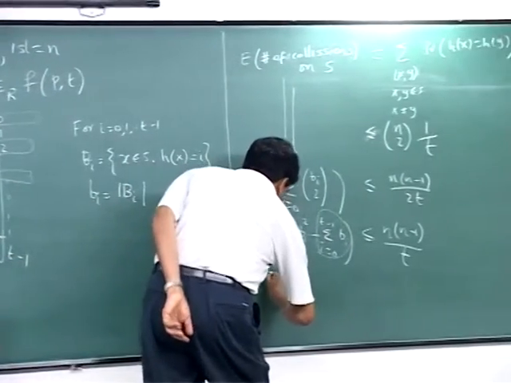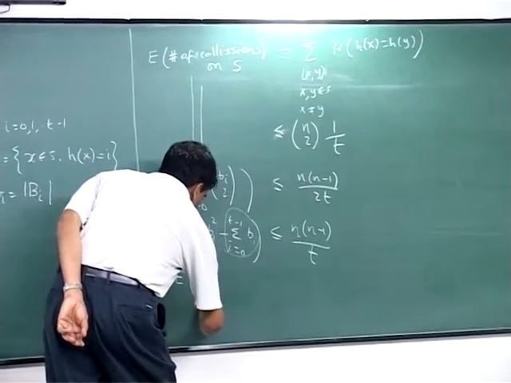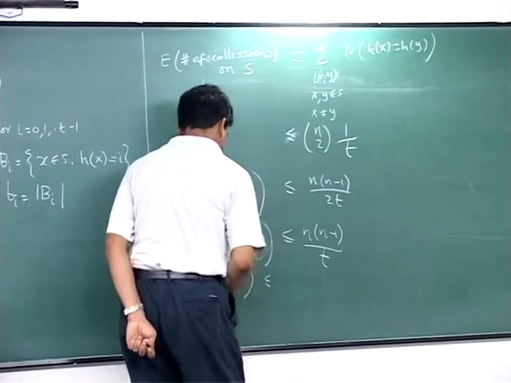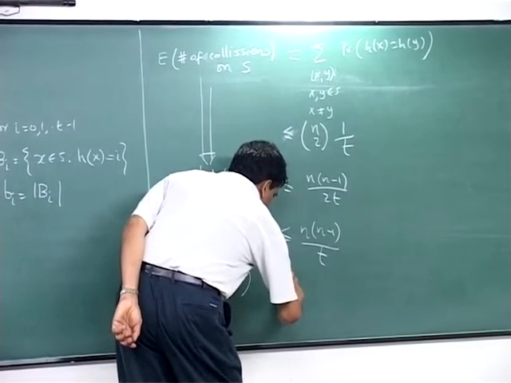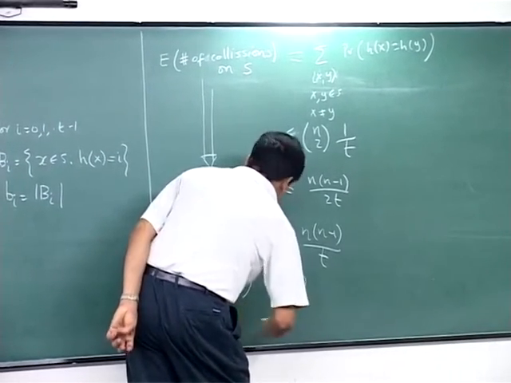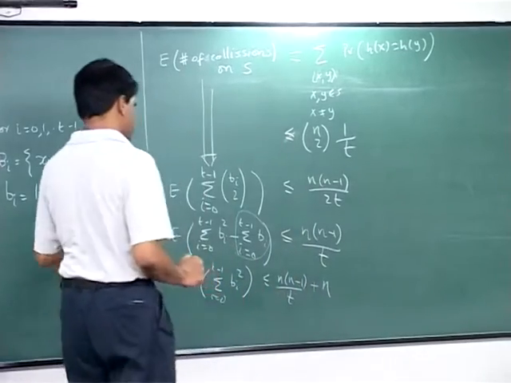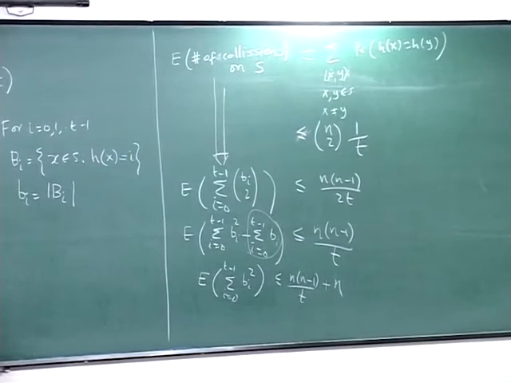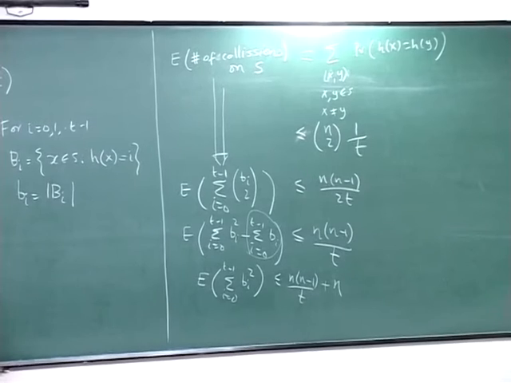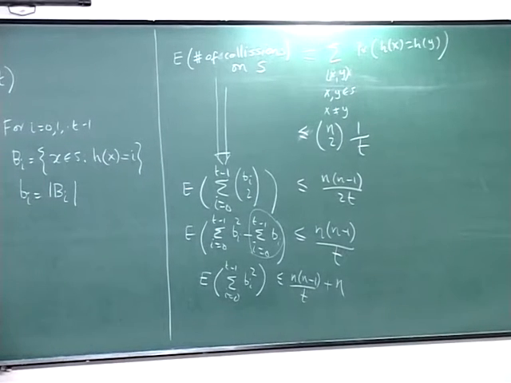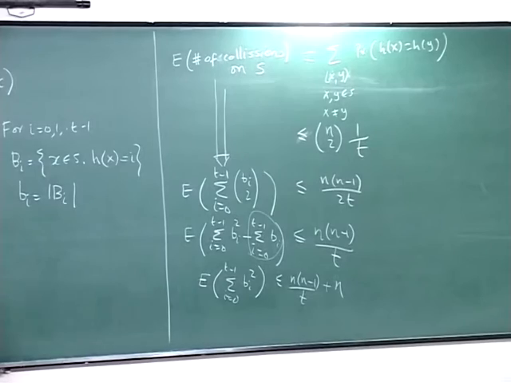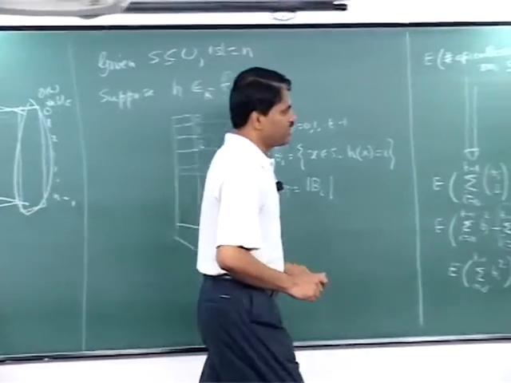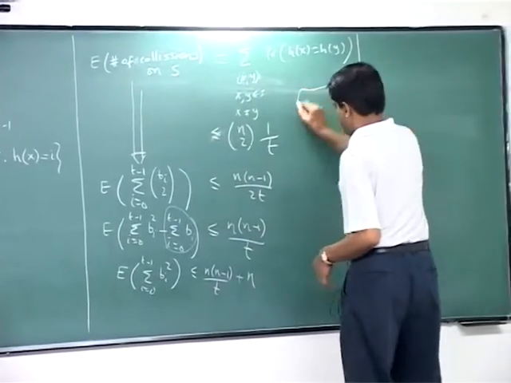So the square is less than or equal to... t is still my choice. I haven't chosen what my t is. Ideally, I want it to be linear in n. So now I'm going to write a couple of lemmas and then I will.